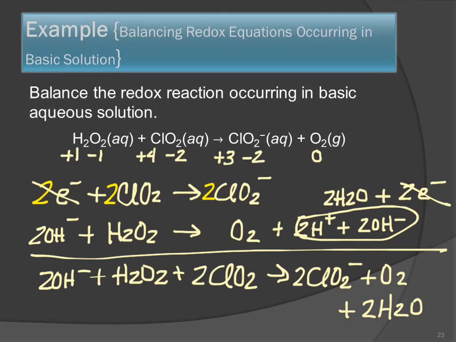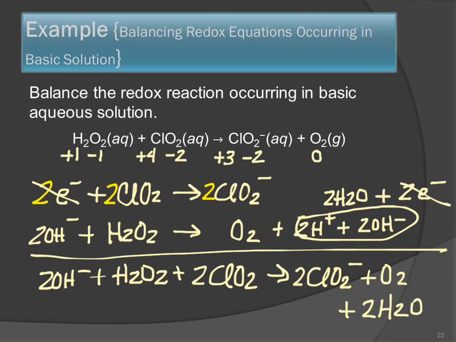Any questions? Yes? We're getting on the oxidation numbers for the +4 and the +3. I don't get it. Okay, let's look at that. So you understand where the minus 2 is coming from for the ClO2. So that has a minus 2.